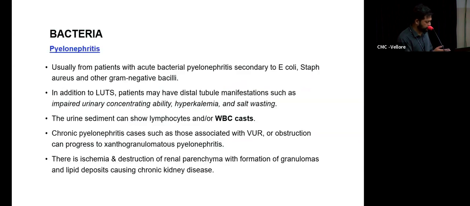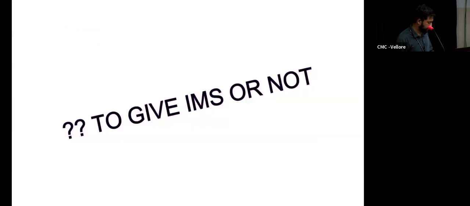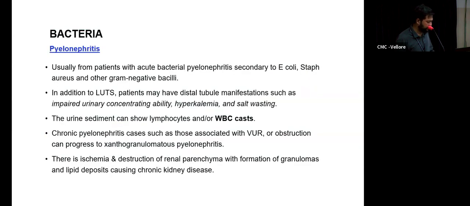Whereas just to highlight a few things which I already talked about, some bacteria. Pyelonephritis can happen especially secondary to E. coli, Staph aureus, and gram-negative bacilli. In addition to the LUTS symptoms, patients will have distal tubular manifestations like impaired urine concentrating ability, hyperkalemia, and salt wasting. The urine can show lymphocytes and/or WBC casts.